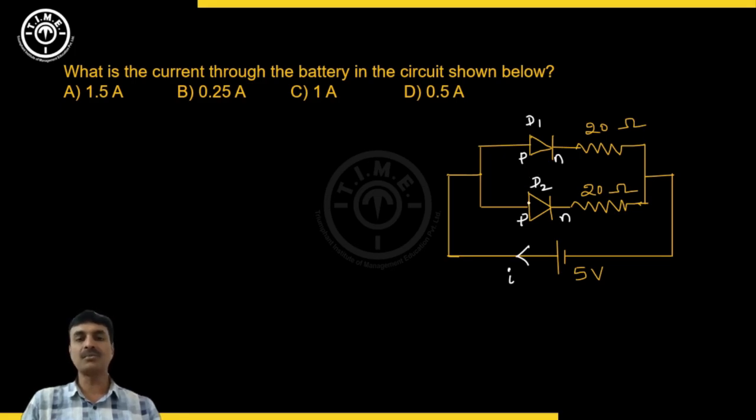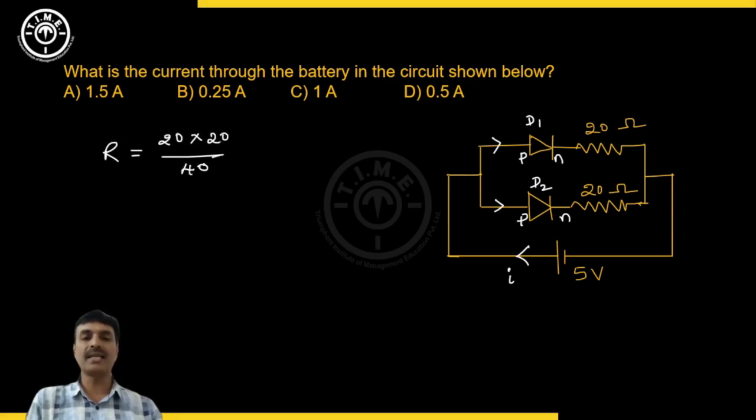So in forward bias mode, the diode conducts perfectly. Current will pass through these two paths. Now two resistances of 20 ohm each are connected, and these two are clearly in parallel combination. Just now we have seen the effective resistance in parallel: R1 into R2 by R1 plus R2. That means 20 into 20 by 20 plus 20, which is 40, and comes out to be 10 ohm effective resistance.